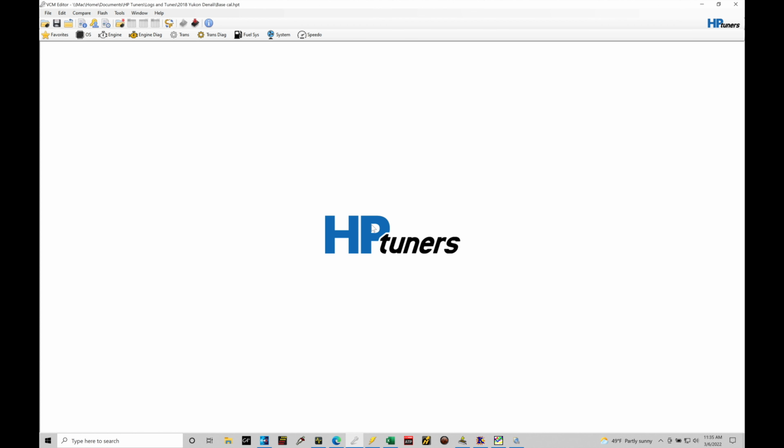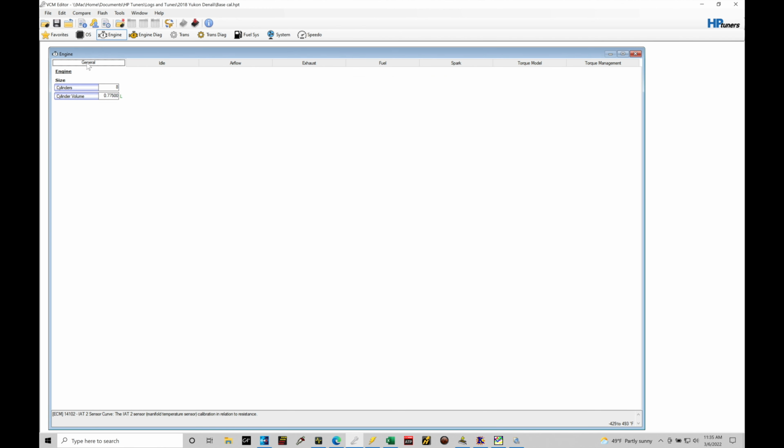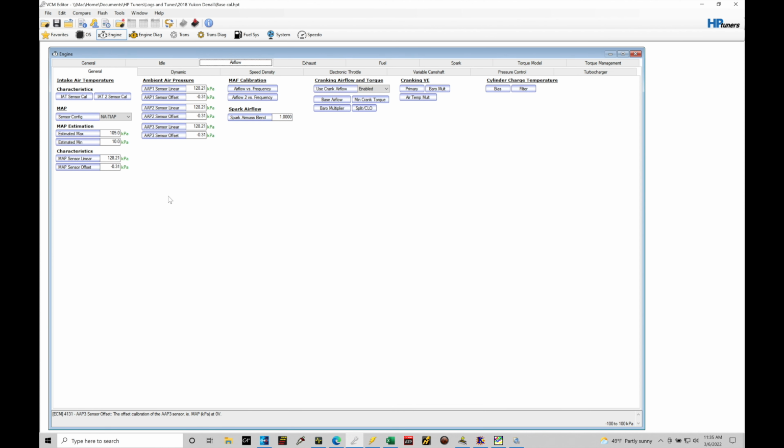I have a 2018 Yukon Denali Gen 5 file open here. You can open up any Gen 5 file to follow along. If we go up into our engine tab, then into general, and work our way across into airflow, we find three separate tabs: general, dynamic, and speed density. These fit together to form the airflow model. Specifically, in our general tab, we're talking about our airflow versus frequency mass airflow calibration table. Let's talk about the role mass airflow plays in basic general terms, then the role speed density plays in the airflow model, and then learn how the dynamic fits in and works between both of these.